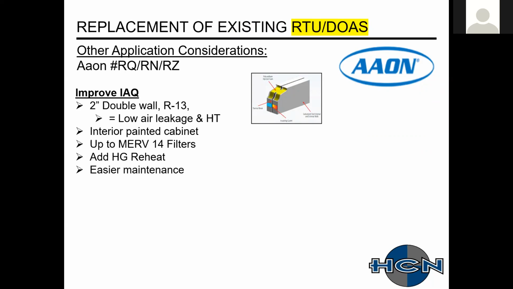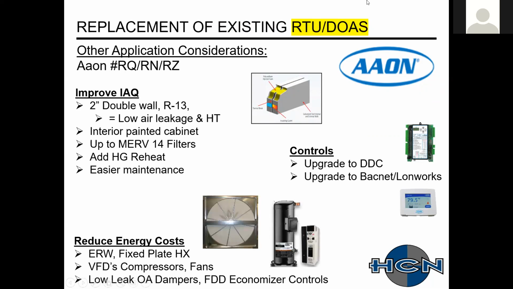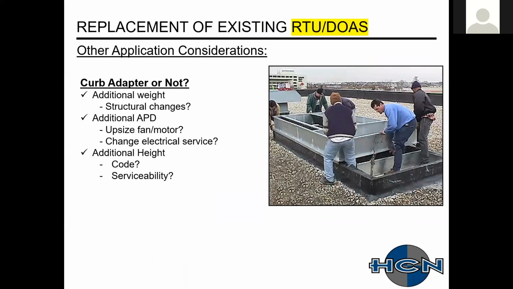You can get the interior painted for corrosion protection, upgrade your filters, and then obviously providing easier maintenance would result in better indoor air quality, all right? Controls available would be DDC, upgrade to DDC, upgrade to BACnet, and then reduce energy costs, once again, upgrading with energy recovery devices, VFDs on compressors and fans, and then you also can provide low leak outside air dampers. That last item is a minimal change.